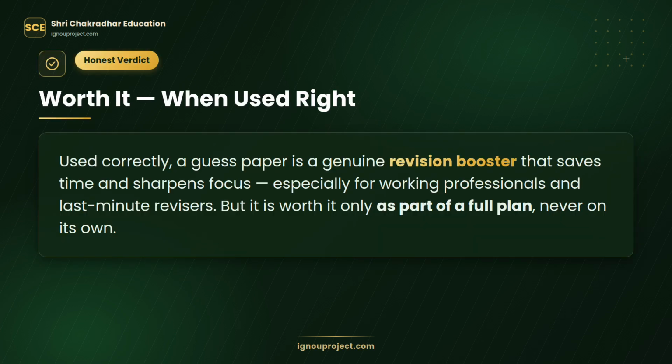Is an IGNOU guest paper reliable? And is it worth it? Used correctly, yes. It is a genuine revision booster that saves time and sharpens focus, especially for working professionals and last-minute revisers, but it is worth it only as part of a full plan, alongside your study material, assignments, and past papers. On its own, it is not enough.